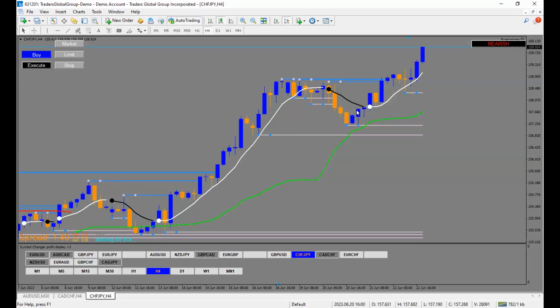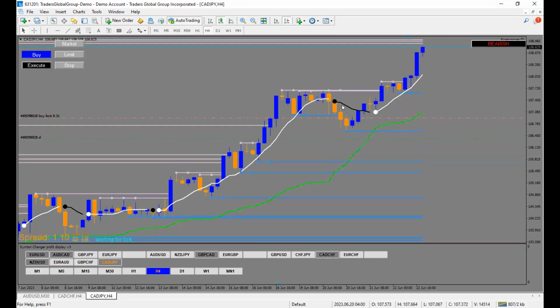I fib, retest, and I took this trade out. And CAD JPY had a trade there, but price didn't pick me. You can see that there's still a limit order here. Price didn't pick me.